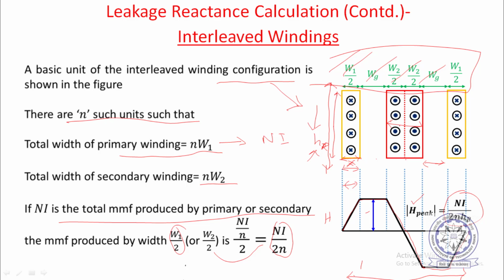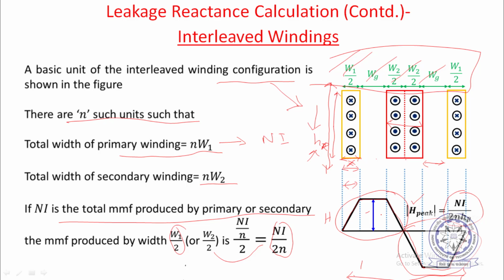So there are n such units. N such units means how many such half units, half cycles. The energy stored in this is exactly the same as the energy stored in this. There is no difference, because H square will come. So even if it is minus, it doesn't matter for us.